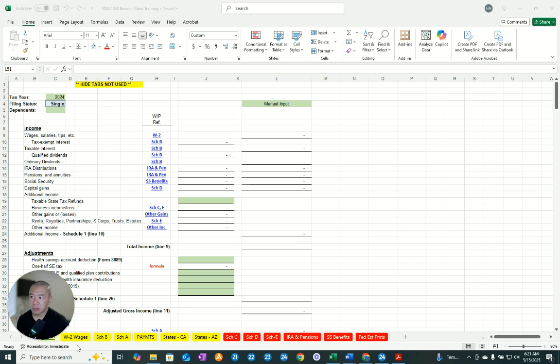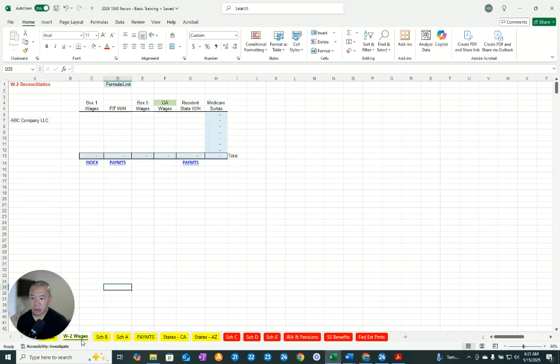Computer's obviously running slow. Wow, okay. All right. ABC company. Box 1 wages, federal withholding is $5,000. Box 5 wages, Medicare wages is $50,000. And this is the state California. California wages were also $50,000. Resident state withholding is $2,500. Obviously, these are just the numbers that come from the W-2.